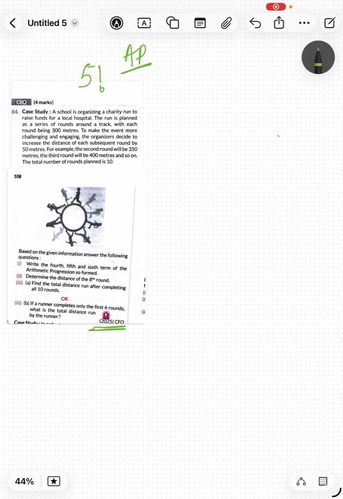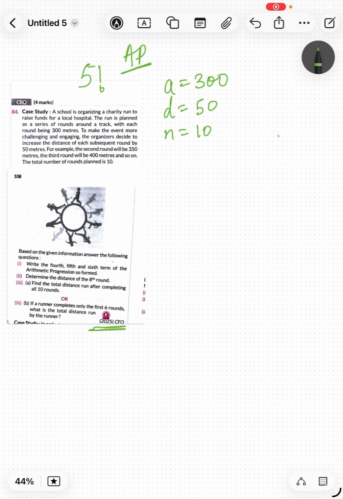So, just by reading the case study, what do we get? The first round is 300 meters. So, a is 300, and each subsequent round increases by 50 meters. So, d is 50. And how many rounds are there? n is 10. There are 10 rounds. Okay. So, now let's read the first question.